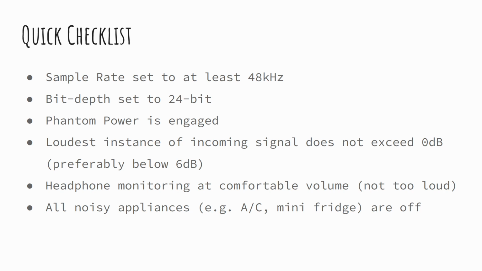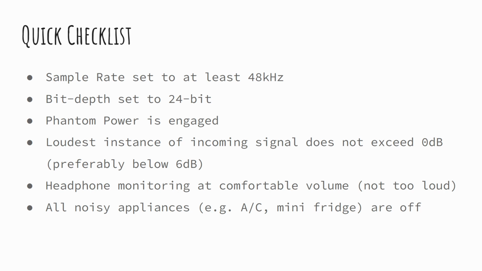This is probably the step I forget the most and has me wondering why my microphone isn't working. But in fact, it's just that I don't have external power provided to my microphone. So make sure you check that. Fourth, make sure that the loudest instance of your incoming signal does not exceed 0 dB, preferably below 6 dB, dB being decibels. This gives you more headroom so that your audio doesn't clip, and if your audio does clip, meaning distort, there is no going back, so really make sure that you pay attention to this.